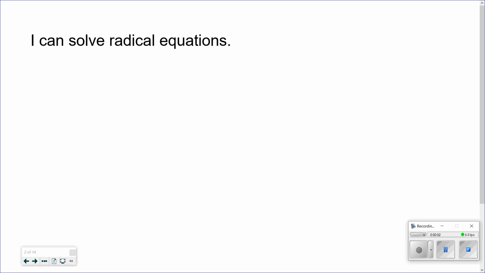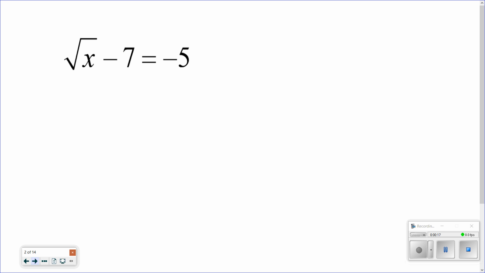So in the last few lessons, we've gone over how to solve different types of equations and inequalities. So we've done linear equations and linear inequalities, and absolute value equations and absolute value inequalities. Today we're going to go over a new type of equation. So we're going to go over how to solve what we call a radical equation.